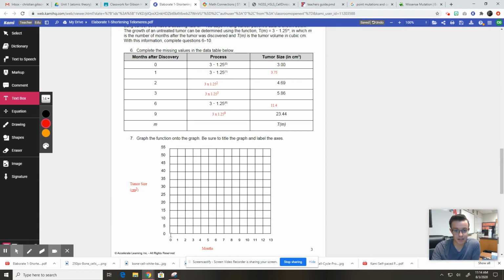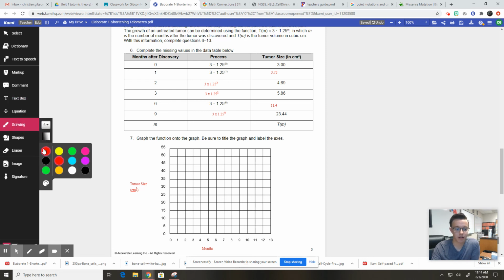All right, so at 0 months, our tumor was 3 cubic centimeters. So that's our starting point. Now I'm going to go back to draw here. Let's use blue. Why not? So 0 months, 3, just a little bit over halfway to 5. After 1 month, it's at 3.75, so a little bit closer to 5. And this is going to be kind of difficult here in a second. So after 2 months, it's at 4.69, which is almost to 5. That looks like it's right on 5, but that'll be okay.